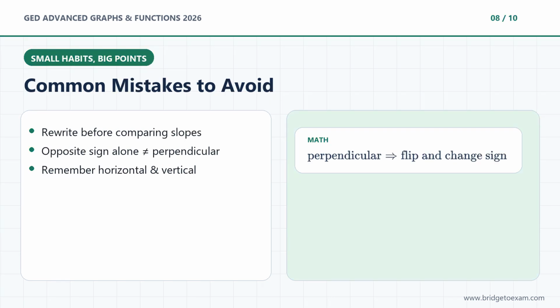3 traps. First, do not compare slopes before rewriting into y equals mx plus b. Second, opposite signs alone do not make lines perpendicular. You must flip the fraction and change the sign. Third, do not forget the horizontal and vertical special case. Careful slope work keeps you right.